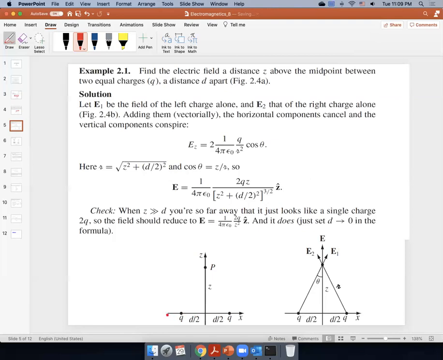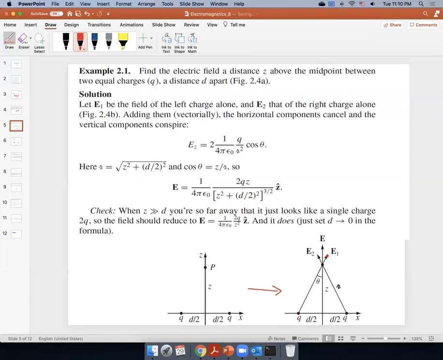So let's take the coordinates in this way. Q and Q are on the x-axis and the point P is on the y-axis. So the distance between Q and the origin will be d over 2. The distance between P and the origin will be z. So first, let's draw the picture in this way. Let's calculate E1 and then calculate E2, and the sum of E1 and E2 will be the E generated by the two charges. So let's first calculate E1.